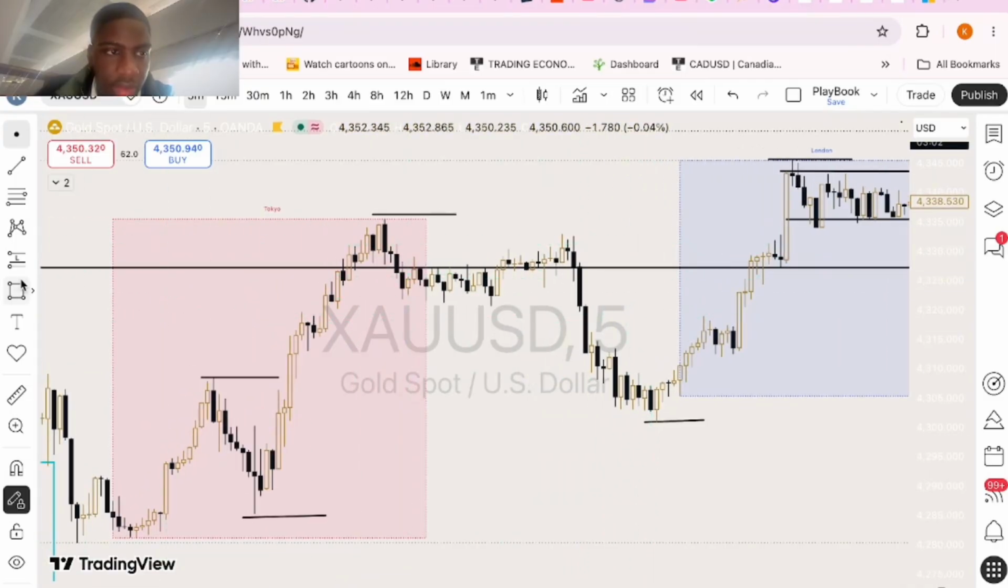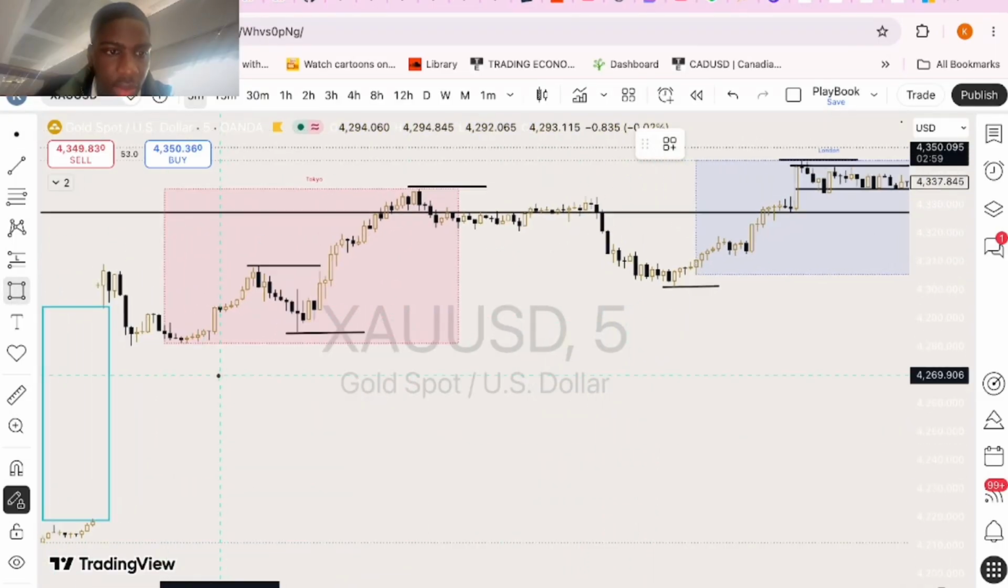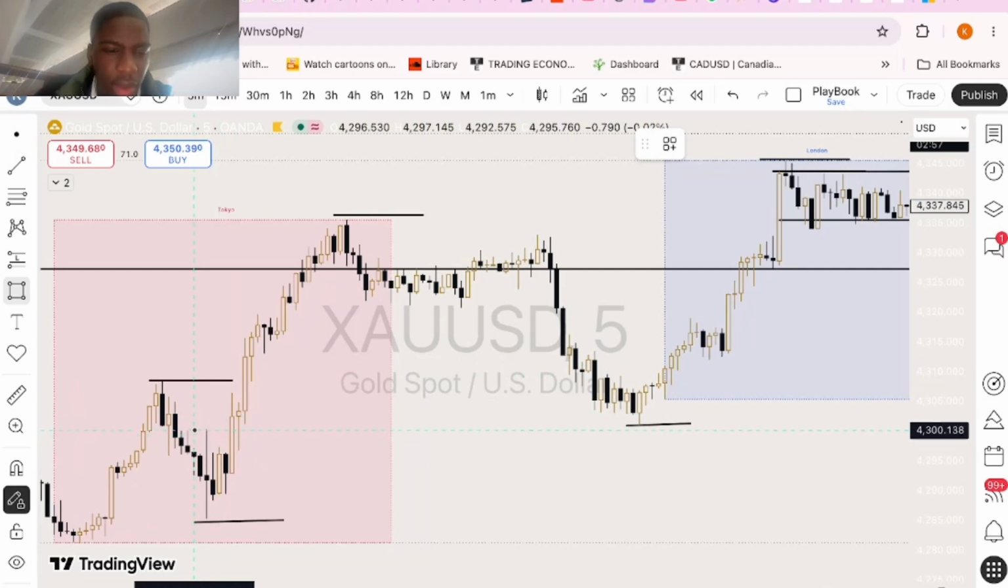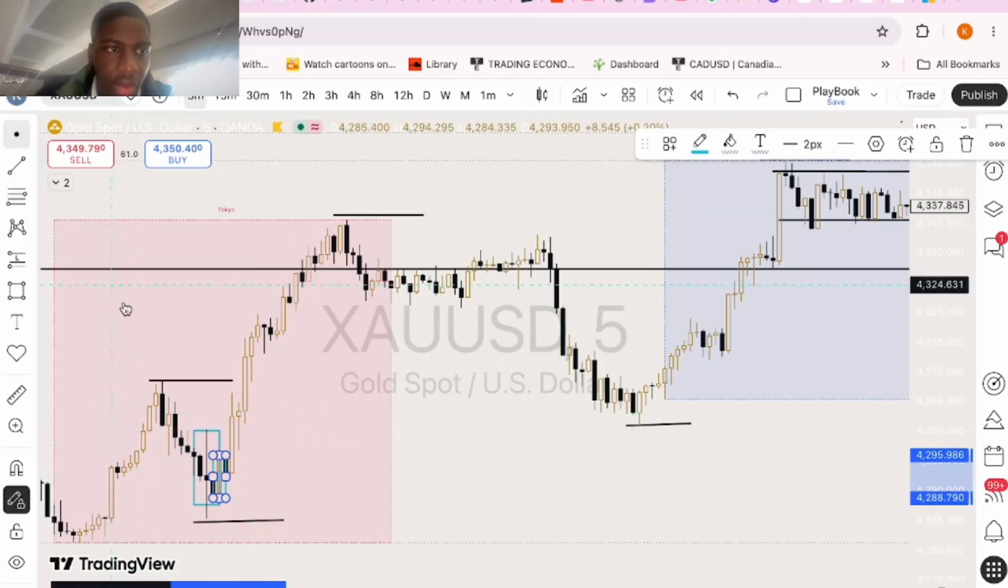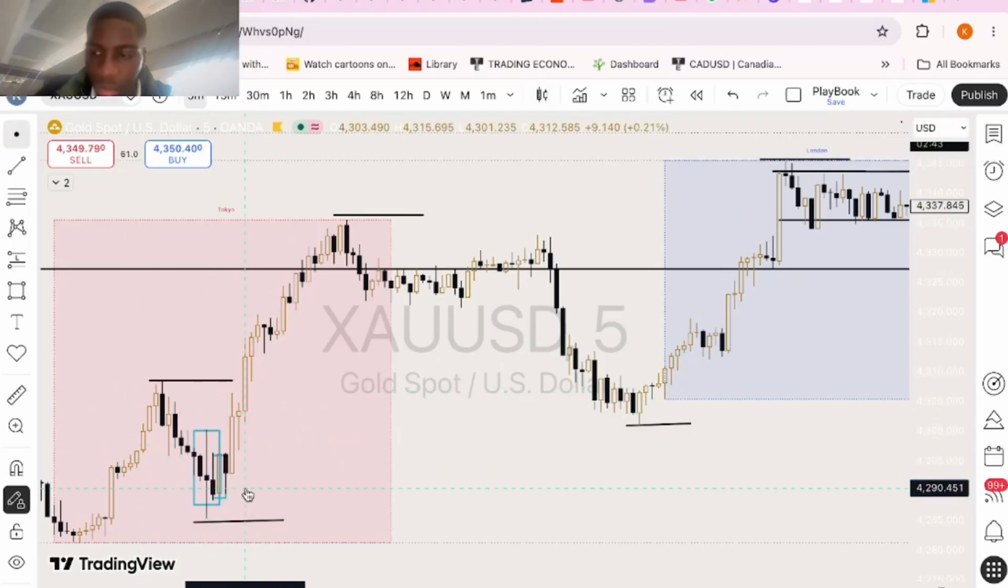You have the same thing here into the close, or into about 1 a.m. of the Asia session. You have 1, 2, 3 candles down, then followed by an engulfing candle up, which set our low for that session before price continued to push up, 1, 2, 3, creating a higher high.